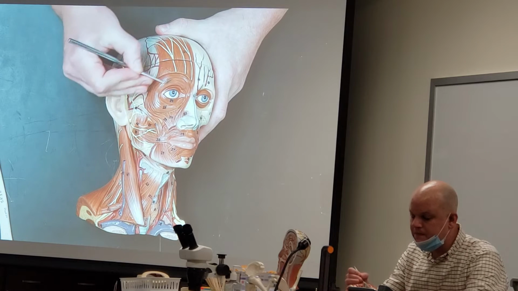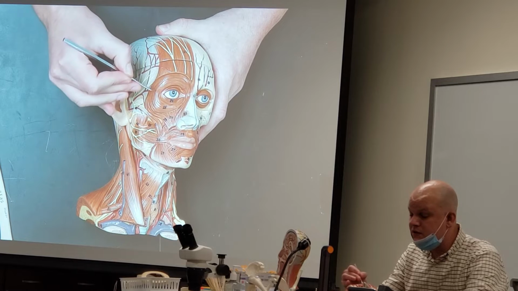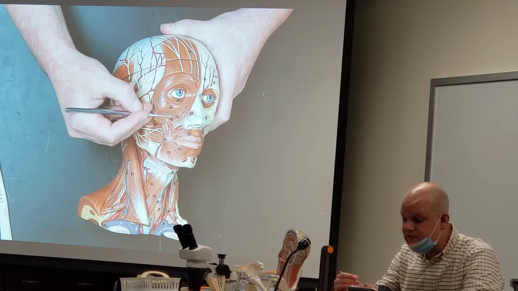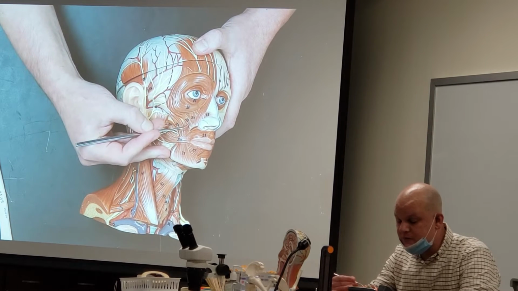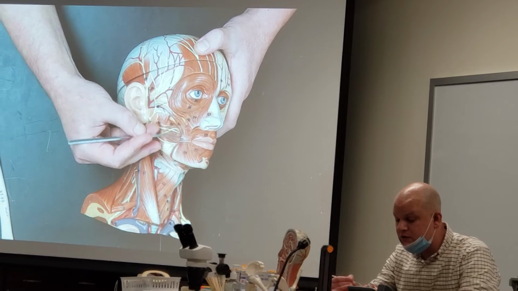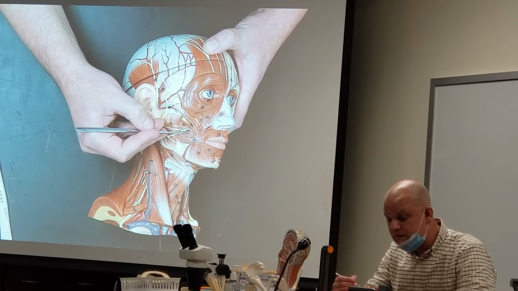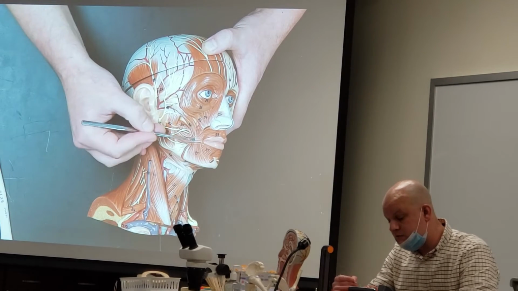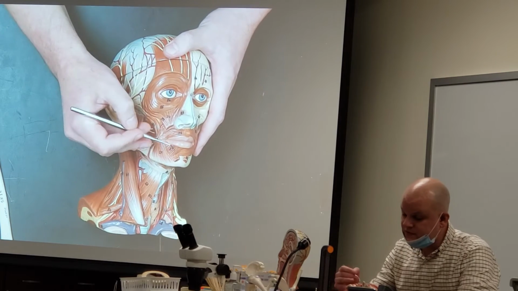What's this one? Orbicularis oculi. This is what's different. So this is levator labii superioris. Here is zygomaticus minor, and this is zygomaticus major. Here is the buccinator. This is risorius. This is masseter.